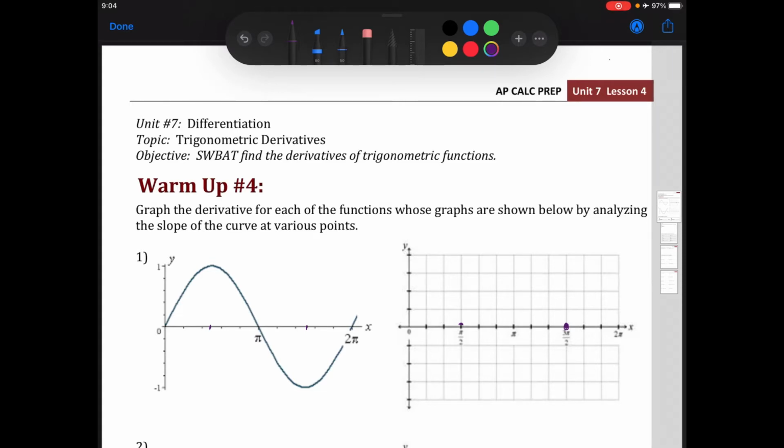So I want you to pause the video and try the warm-up. The warm-up says graph the derivative for each of the functions whose graphs are shown below by analyzing the slope of the curve at various points.